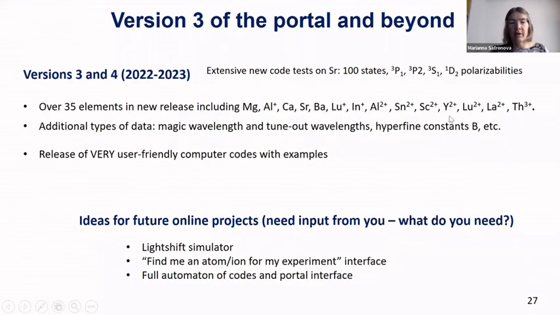It will contain a much larger number of elements. And then we're going to release all of our linearized coupled cluster codes, and then eventually the CI code, the parallel CI code as well. And we have also many ideas of what else you can do, the ideas for the light shift simulator, the ideas for an interface which allows you to search for atom and ion specific properties, and then full automation of all the codes and portal interface as well. And if during the discussion you're interested, I can show you the portal and how that works.